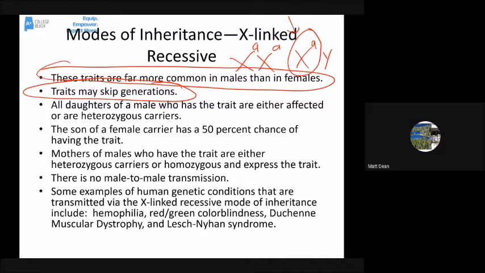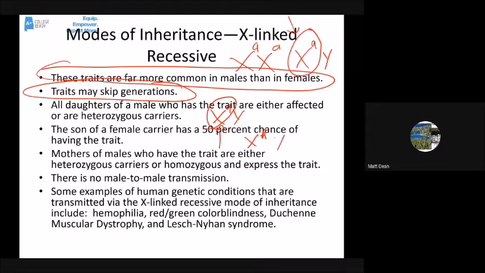All daughters of a male who has the trait are either affected or are carriers for the trait. Because remember, the guy has to have the allele. His daughters are always going to get that allele, so they're always going to have at least one copy of the recessive allele. The son of a female carrier has a 50% chance of having the trait.